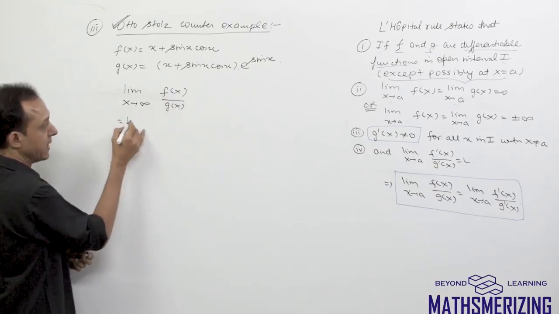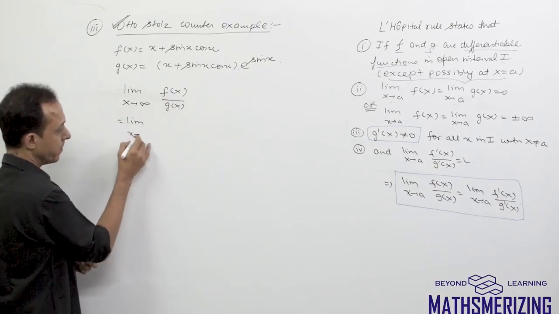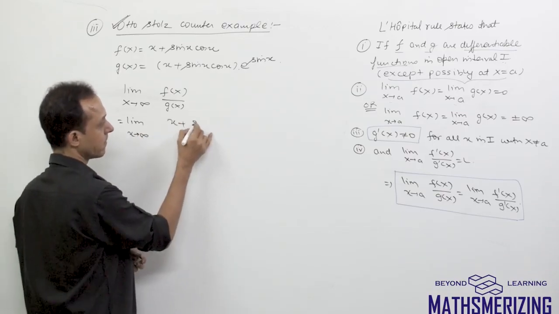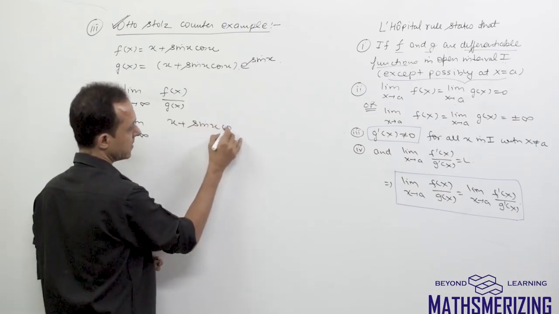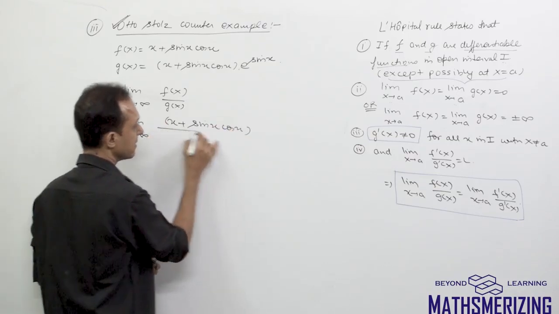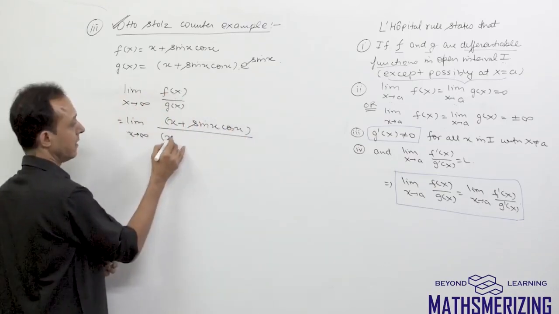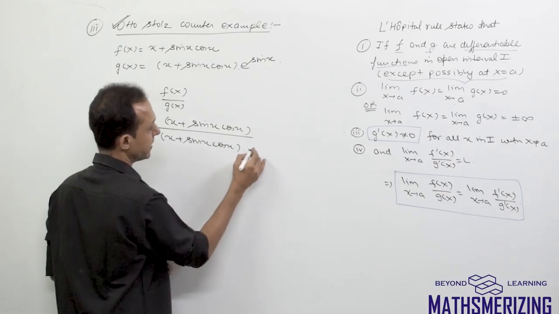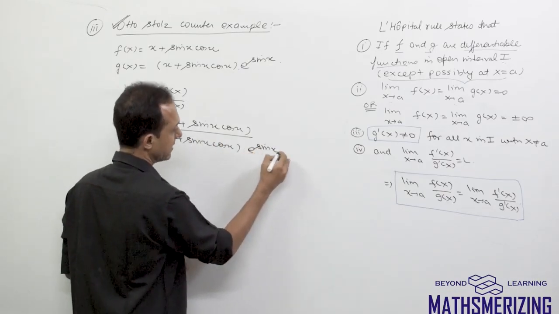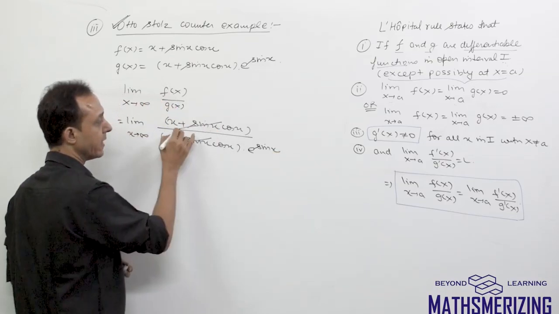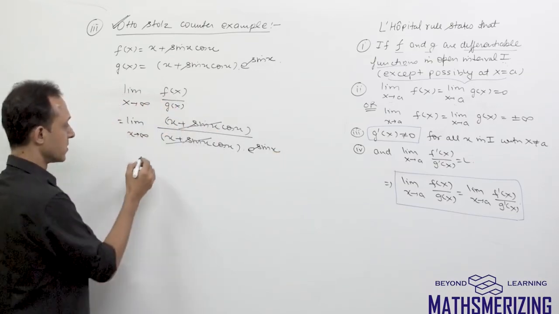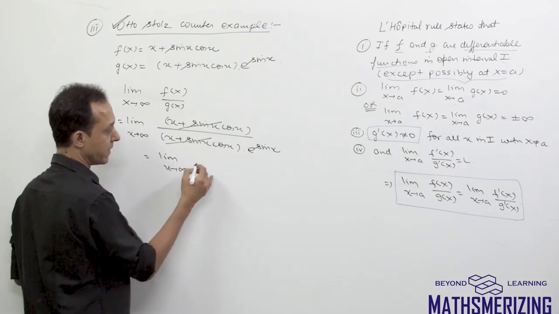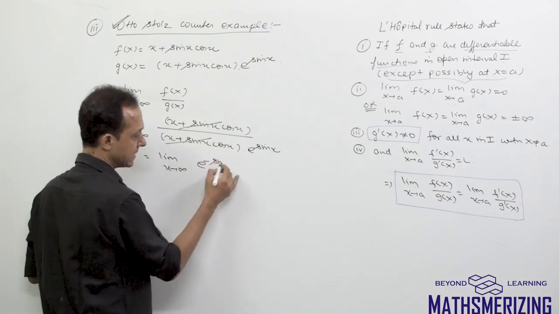So if I write this limit as limit x tends to infinity, f(x) is (x + sin x cos x) and here it is (x + sin x cos x) into e to the power sin x. Now I can cancel x + sin x cos x. So I'll write this limit as limit x tends to infinity e to the power minus sin x.